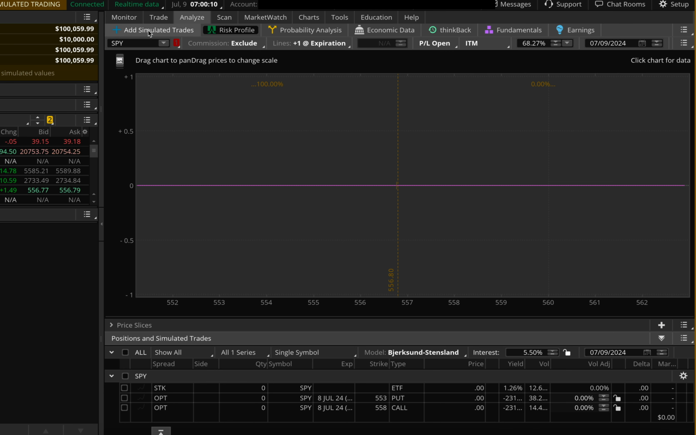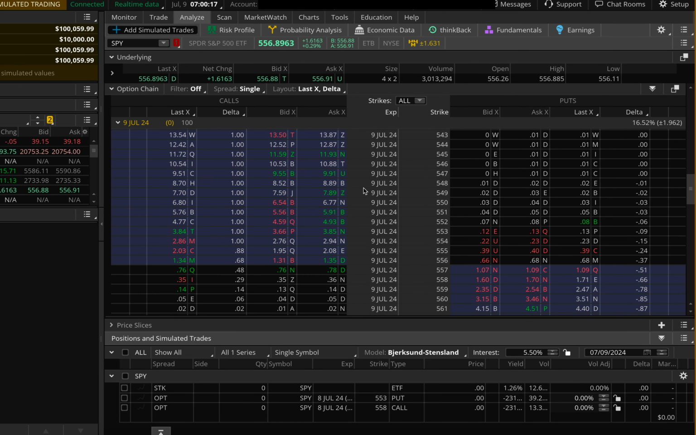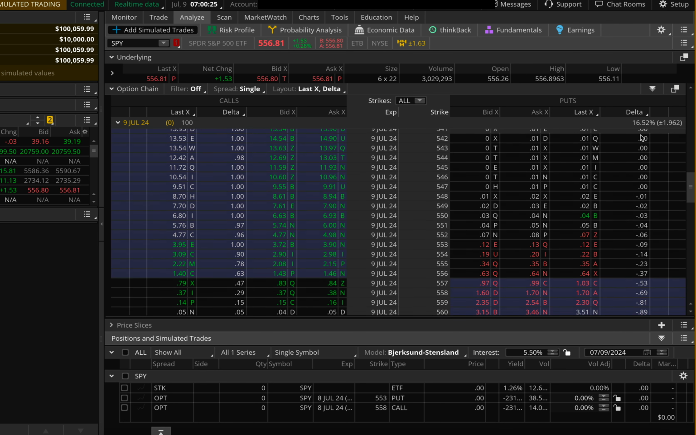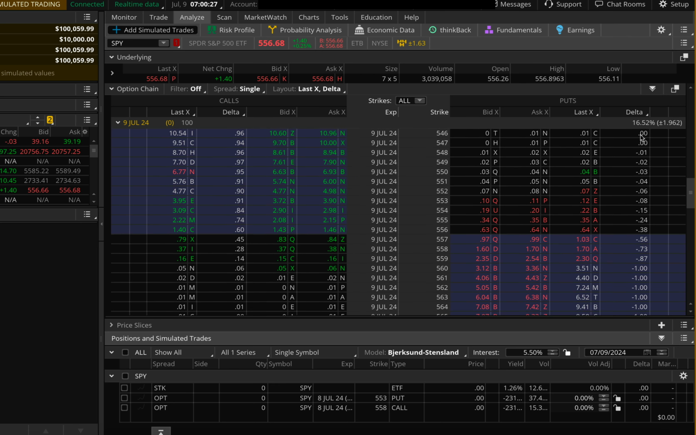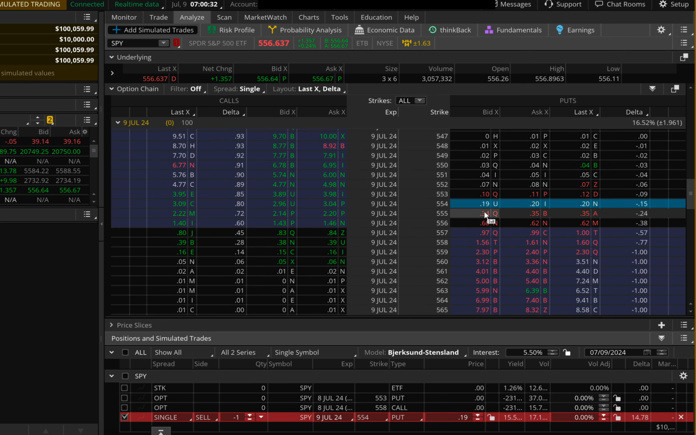And we'll go to the Add Simulated Trades tab. Go down to the 0DTE options for today, July 9. We're going to go down the delta column here. This is the calls over here on the left, puts on the right, and we're going down the delta column. So we're going to go down to find the 15 delta. And look at that, there's one right at 15. So I'm going to put that in there to sell.